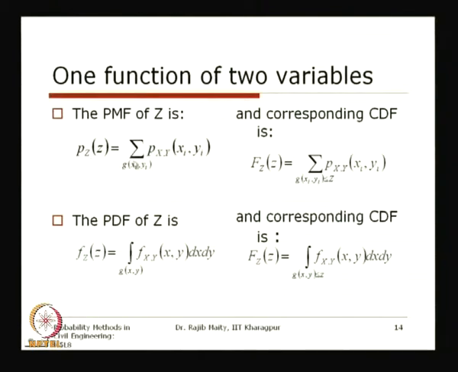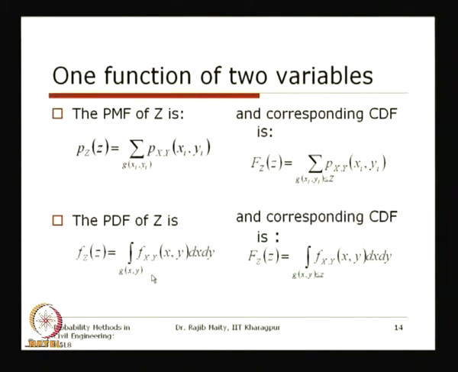Now, once we know this PMF, then for the CDF, for a particular value it should be less than or equal to that z. This will obviously be a small z. So, if it is less than or equal to this value and we sum it up, then we will get the corresponding CDF.